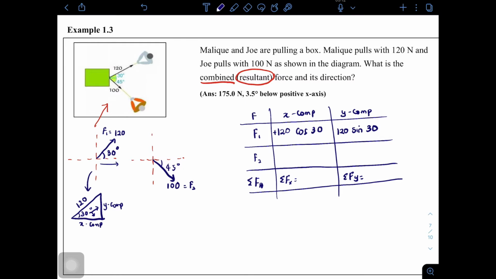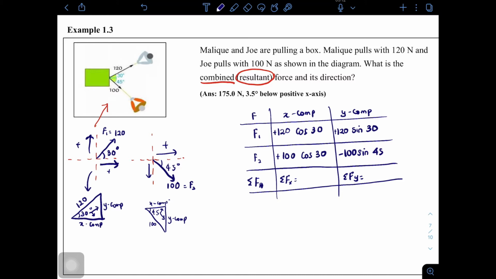For F2, we will be using this triangle, 45 degrees, 100. The vertical one is the y component, this is the x component. Both for F1 are positive because this quadrant has positive x and positive y. For F2, your x component is adjacent to the angle, so cos 45, hypotenuse is 100, positive because this quadrant is to the right. For F2, the y component is opposite to the angle, so I will be using sine 45, and here is 100, the hypotenuse, negative because in this quadrant y is downwards. If you don't understand why I put the hypotenuse at the front of the cos and sine, look at the previous video on how to resolve a vector.